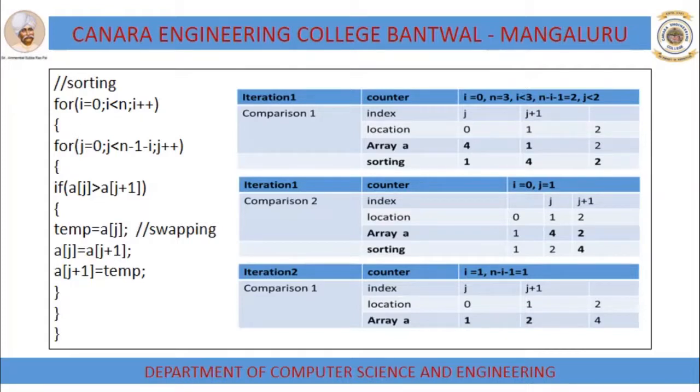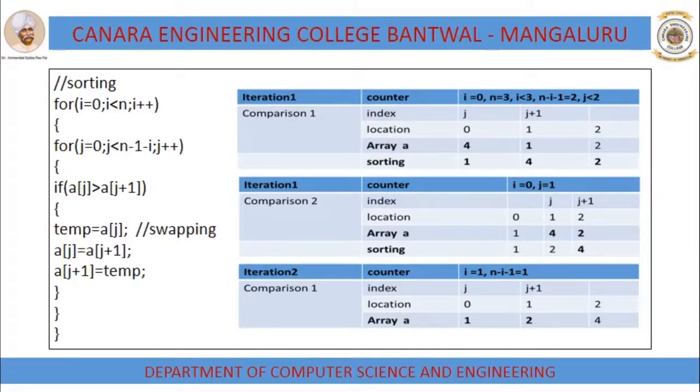Since 4 is greater than 1, now I have to swap them. So temp equal to a of j. So a of j, the value is 4, 4 will be moved to temp. Now a of j is equal to a of j plus 1, that is a of 1. In a of 1, the value stored is 1. So 1 will be moved to a of j. Then a of j plus 1 equal to temp. So 4 will be moved here. So 1 and 4 are sorted.